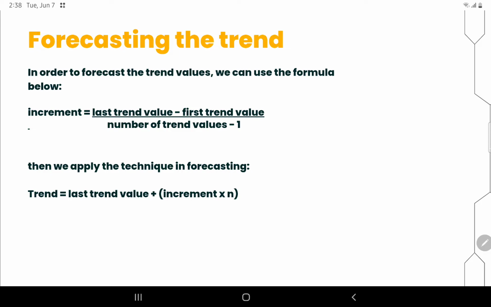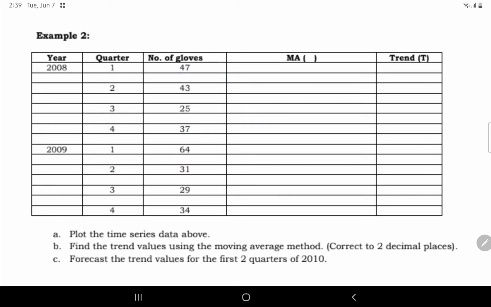Okay, so in order to forecast the trend values, we can use this formula. First, finding increment. The formula is last trend value minus first trend value divide by number of trend values minus 1. Then we apply the technique in forecasting, which is trend equals last trend value plus increment times n. So macam mana kita nak apply benda ni untuk soalan ni? Ada example 2 and example 3 kat dalam ni.